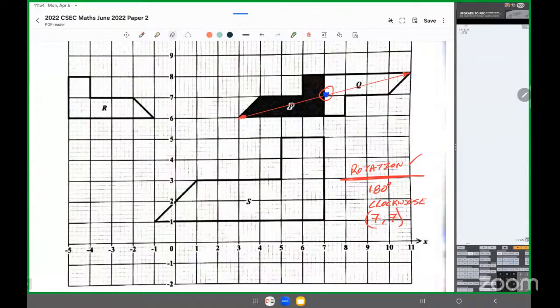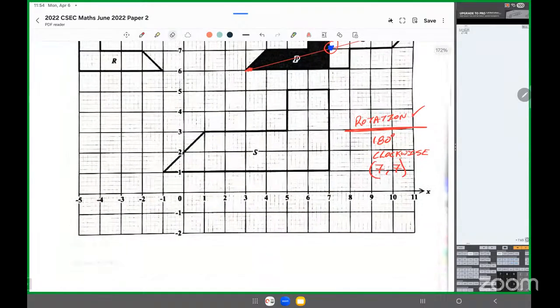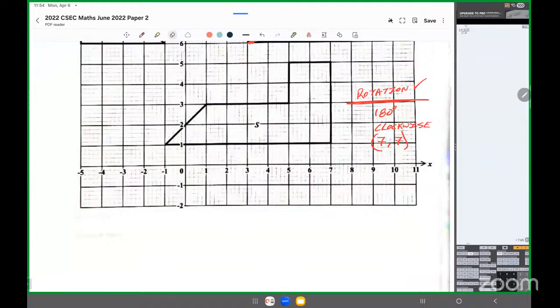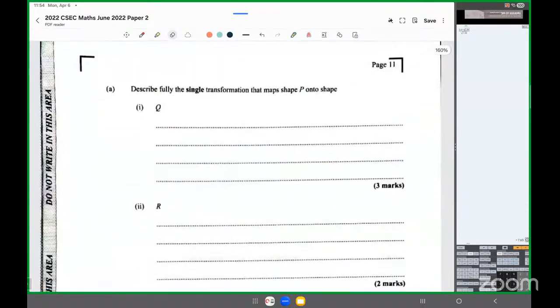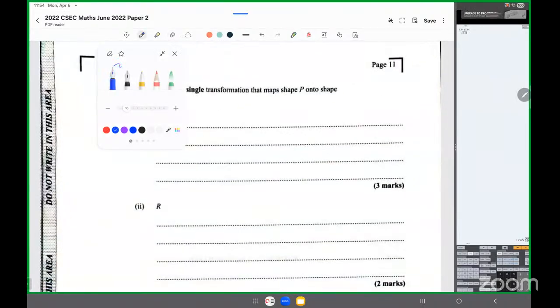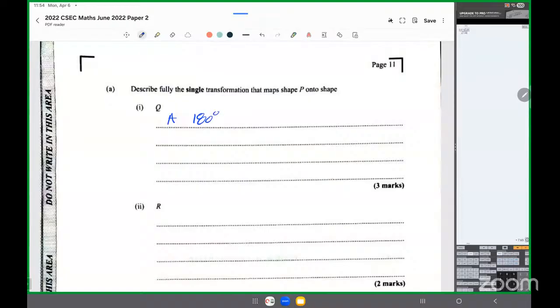And all we need to do now is give that description. So 180 degrees clockwise rotation about the point 7, 7. Let's go. So the first one here is 180 degrees clockwise. You can put anti-clockwise if you want.